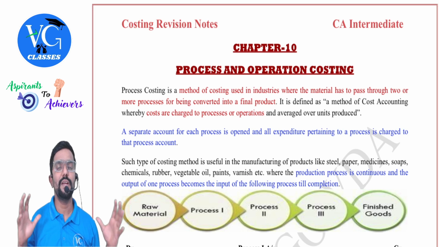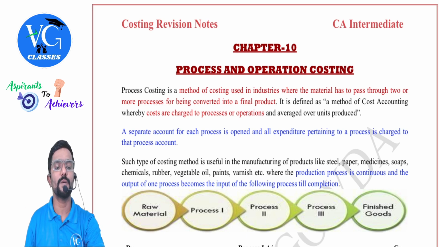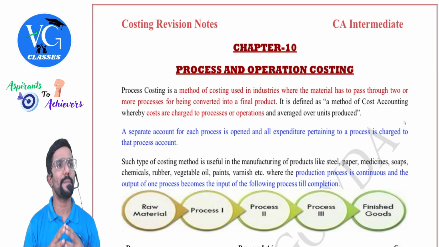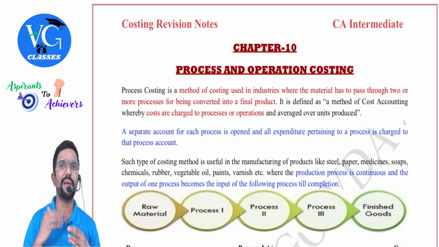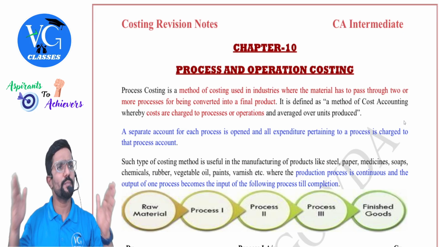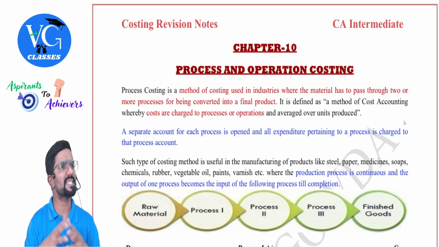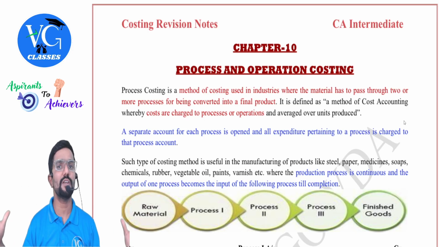Now we will revise chapter 10, which talks about process costing. Process costing is one of the methods of costing, which is followed by an entity that follows different processes to convert its raw material into output. We call this the conversion process. Clear? Conversion of what, sir?